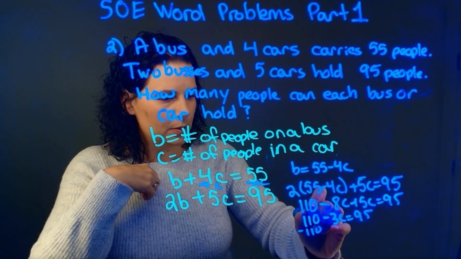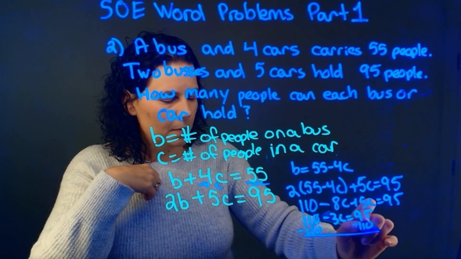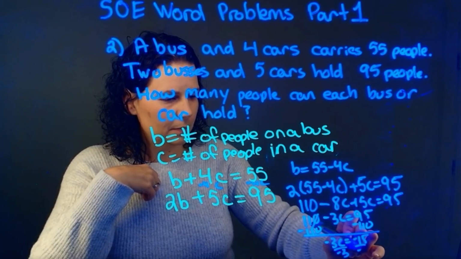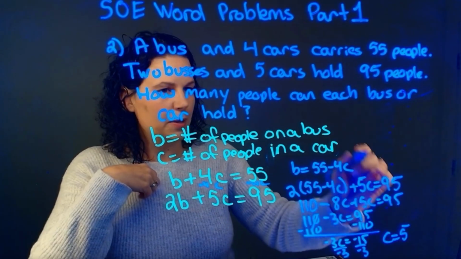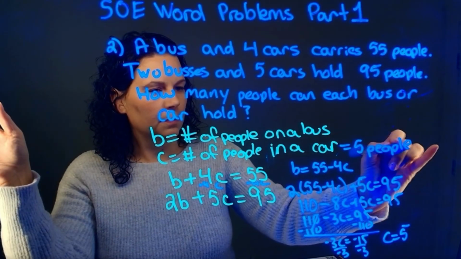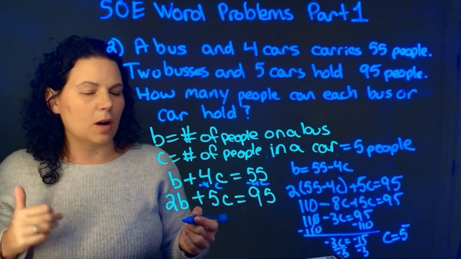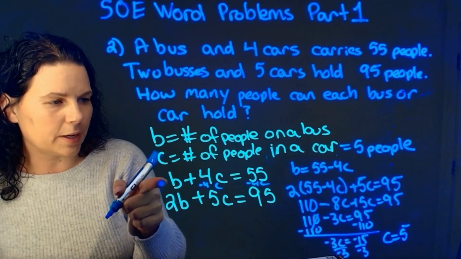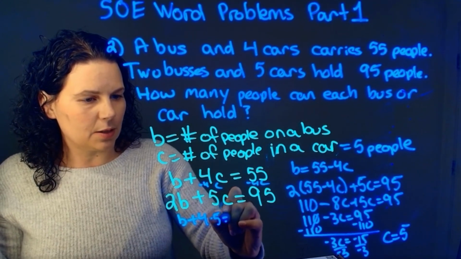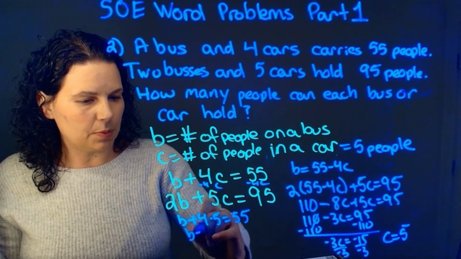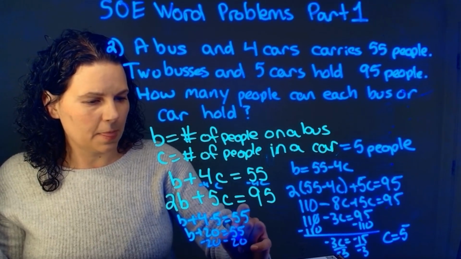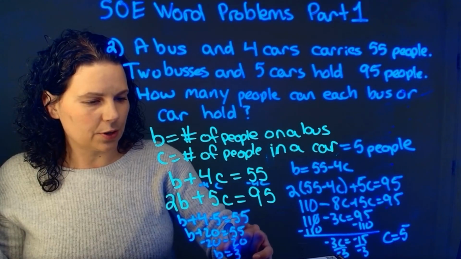Subtract 110 from both sides. Negative 3C equals negative 15. Divide by negative 3. So C is 5 people. How many people? 5 people per car. Now we've got to figure out how many people are on a bus. I'm going to use this first equation right here. B plus 4 times 5 equals 55. B plus 20 equals 55. So subtract 20. And I get B equals 35.